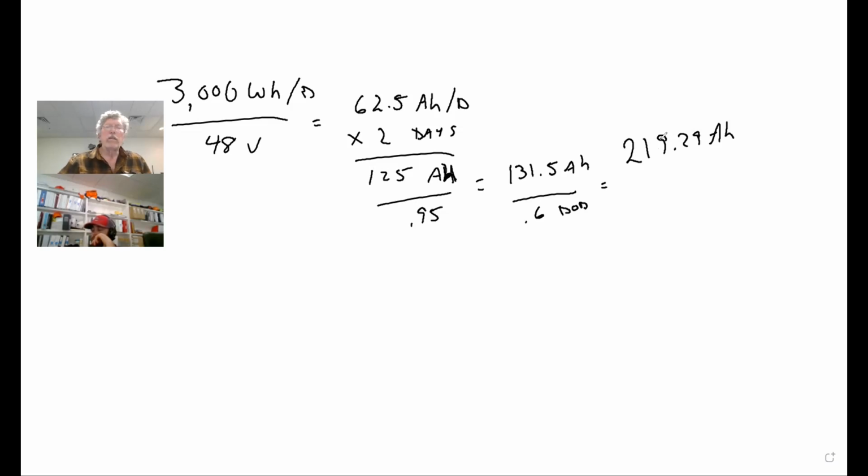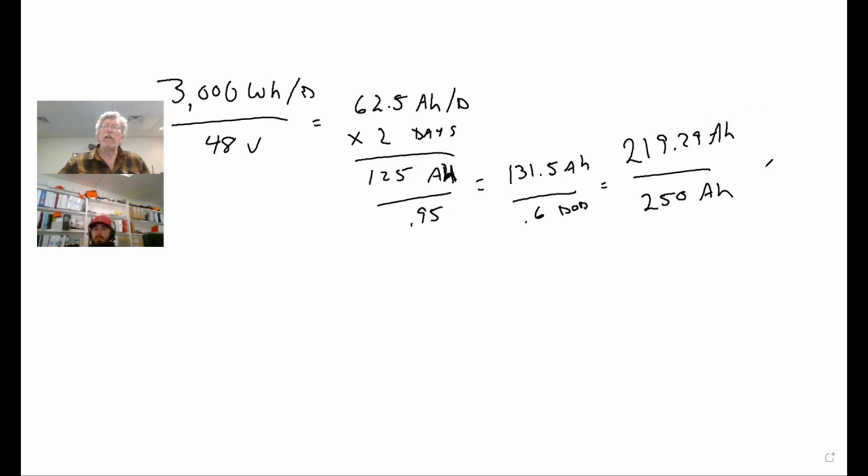But we were also told that we're going to use a 250 amp hour battery. So how many 250 amp hour batteries do I need to get 219 amp hours? Well, it turns out one will do it. I only need one string. It'll actually provide more than enough. I'll have some extra capacity. So I need one string. So that doesn't mean I need one battery. It means I need one string.